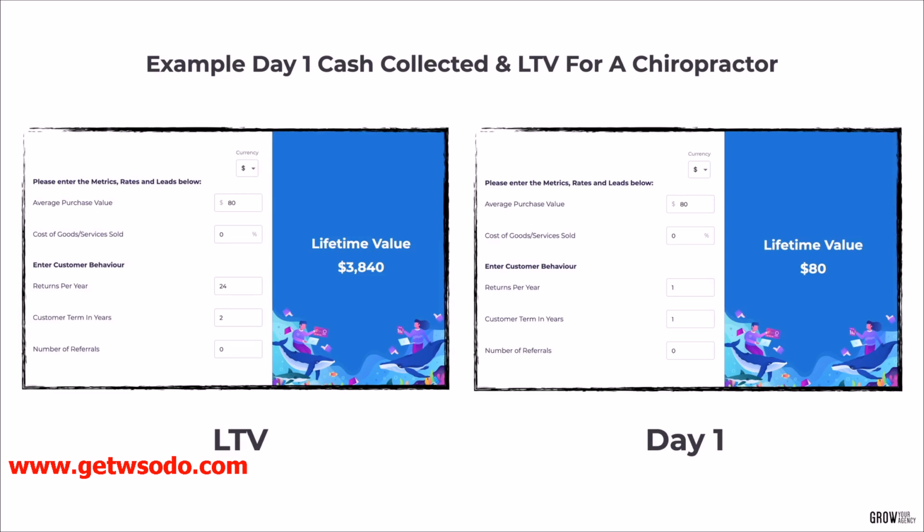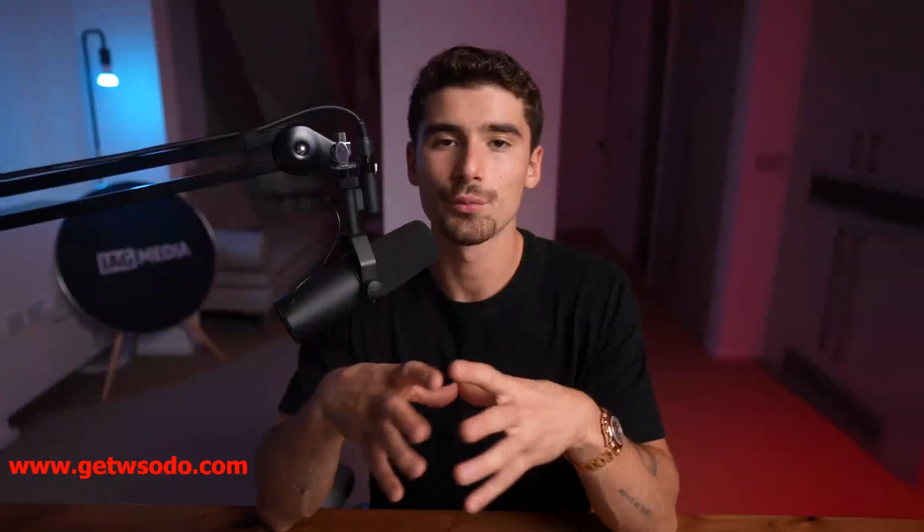And then on the left side here, we've got average purchase value, $80. Once again, cost of goods slash services sold, 0. And then we have returns per year, 24. A lot of people go to their chiropractors twice a month. That's very, very normal. And then, let's say customer term in years, 2 years. So you don't need to read into these numbers too much.